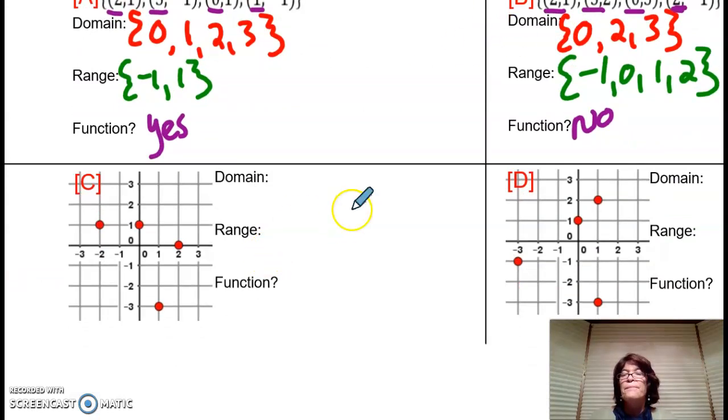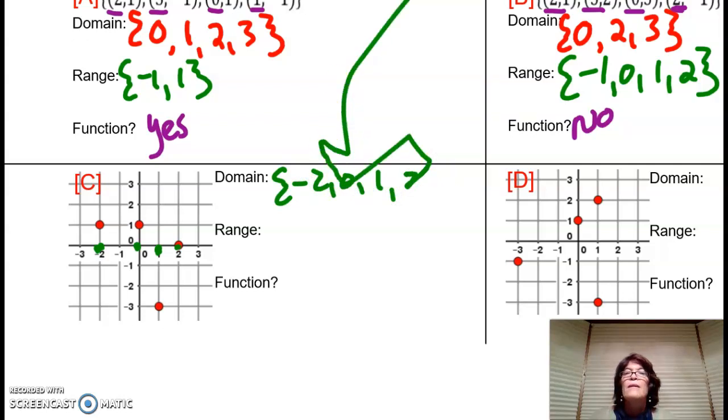Let's look at letter C. Well, this is different. It's not listing the ordered pairs. I have to think of what the ordered pairs are. The x coordinates, I can find them right here. They correspond to the dots. It looks like it's -2, 0, 1, and 2. Oops, sorry. Let me erase that. Sometimes my pen takes on a life of its own. -2, 0, 1, and 2. Those are the x coordinates.